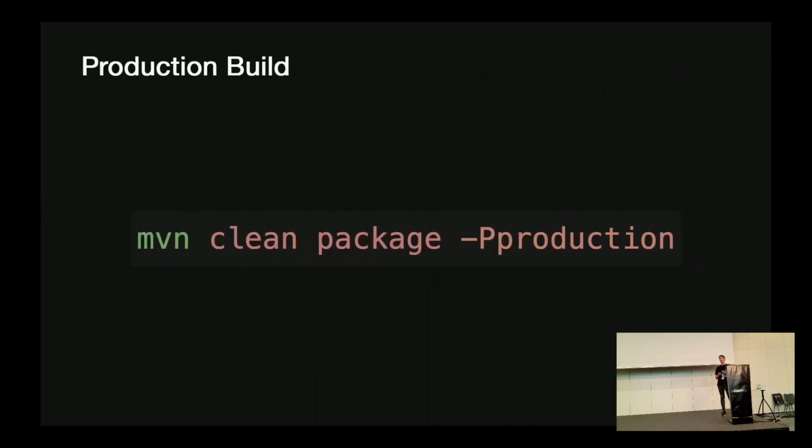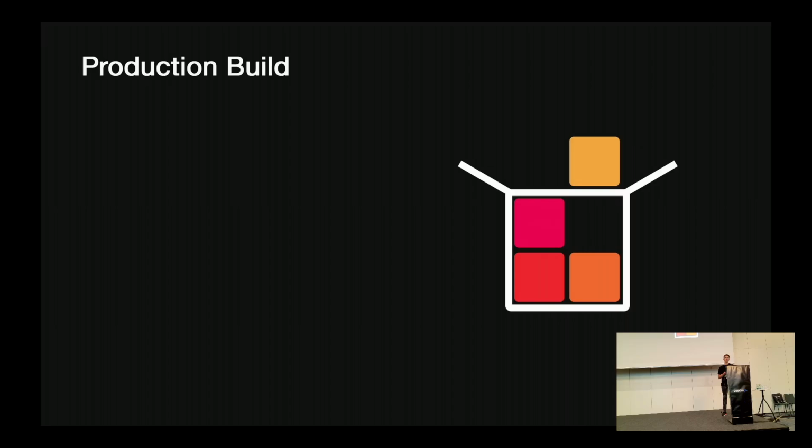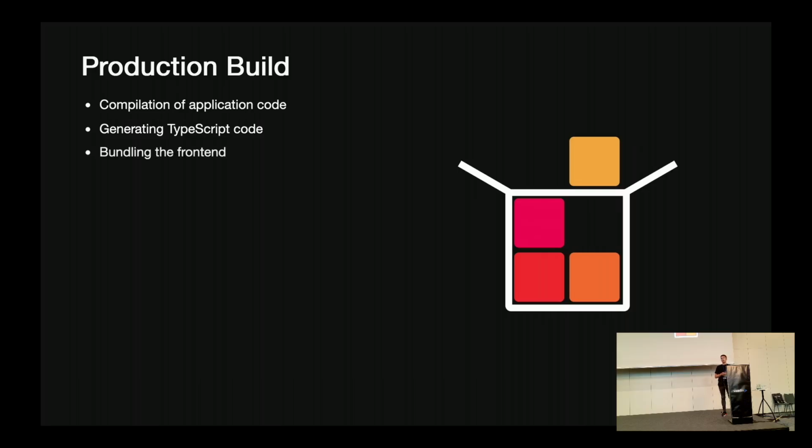This means to create a production build of our Hilla app, we just have to run this simple Maven command that you, I think, already saw during the conference. So what is actually happening during a production build? Well, the Java code of our Spring Boot backend will be compiled, of course. But in addition to that, all the relevant TypeScript code for the communication between the backend and the frontend is also generated for us. And the frontend bundle will be generated using a tool called Vite.